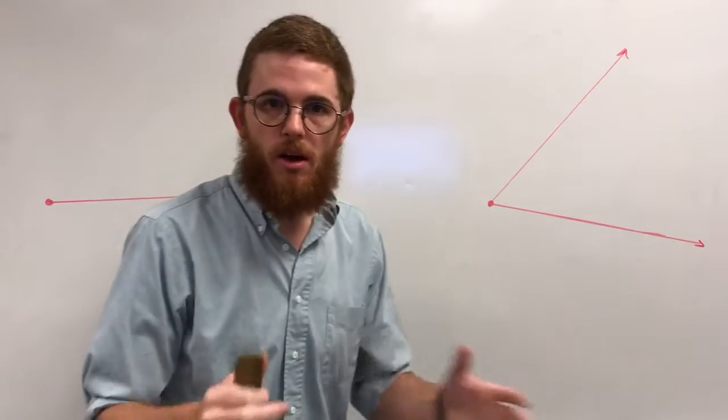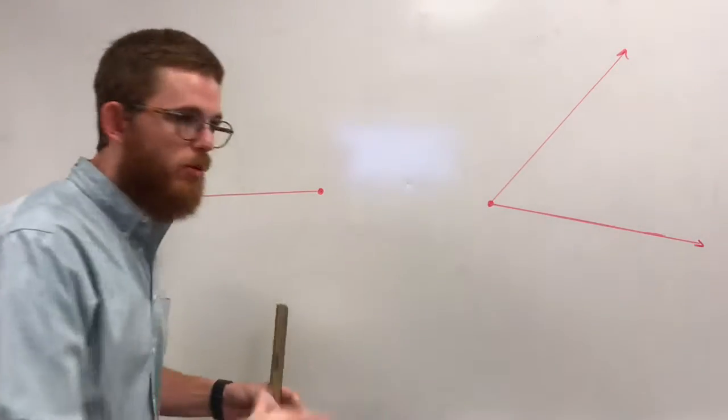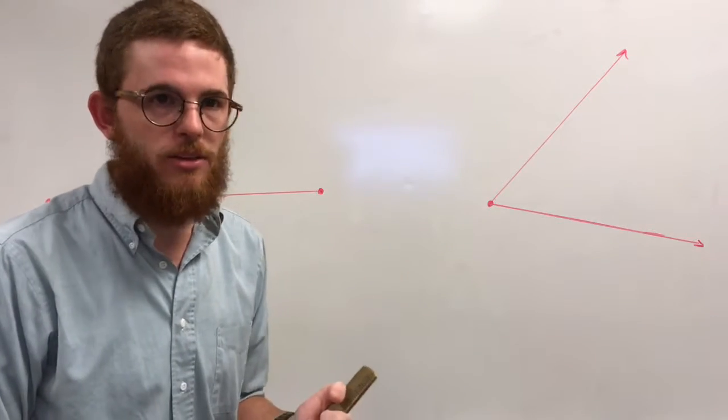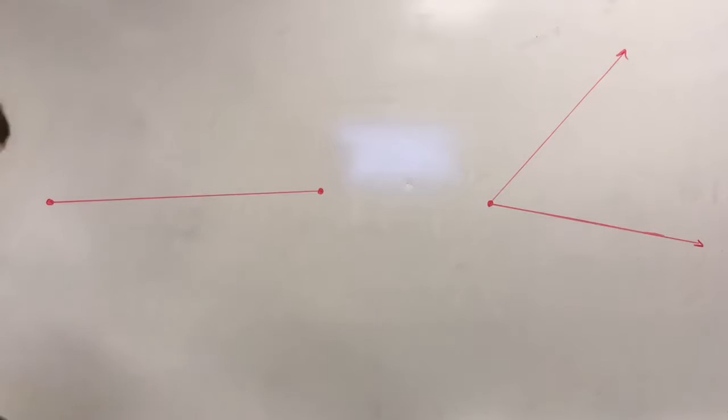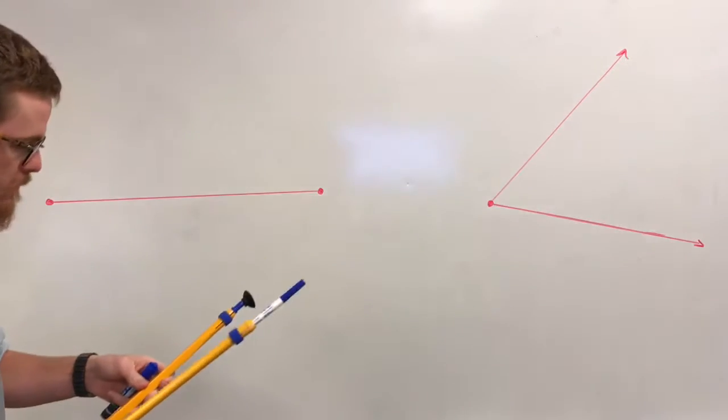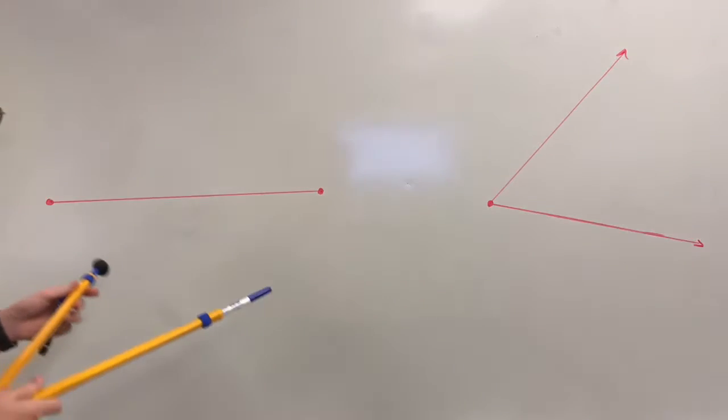So I may be off the shot at some points, but hopefully you can still see my hands, you can still see what's going on. First we're going to look over here at this segment, and again we are going to draw a perpendicular bisector here, and you're going to need a compass. Here's my compass right here.